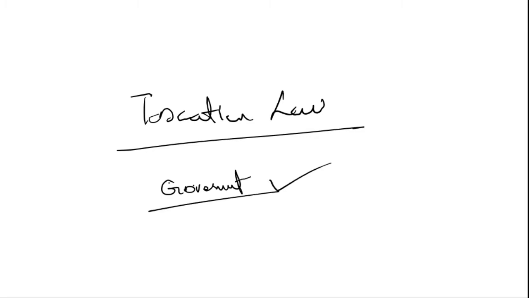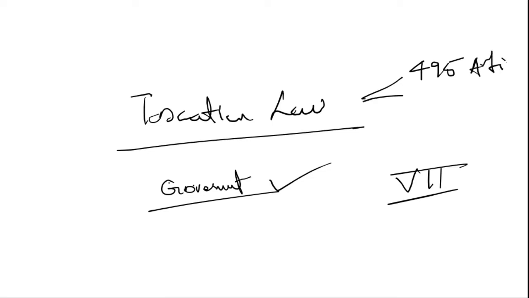It provides authority to the central and state governments to levy and collect tax on the subjects enumerated in the list in the seventh schedule of our Indian Constitution. Our Indian Constitution has 495 articles, 25 parts, and 12 schedules.